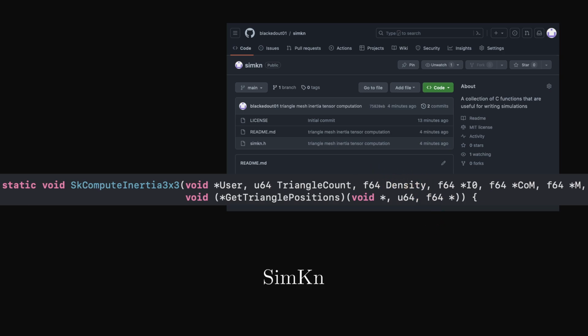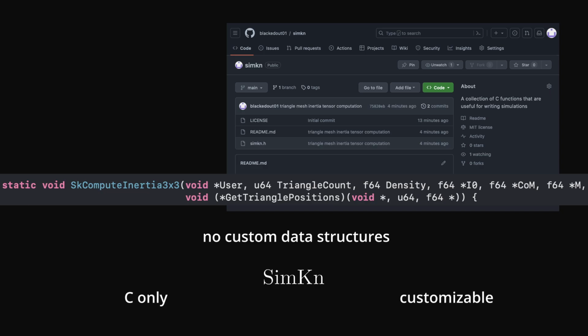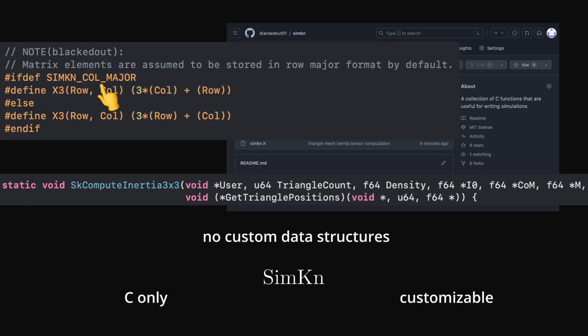I want the code to be as easy to integrate into a project as possible, so it will be written entirely in C, will only use float arrays instead of custom vector or matrix data structures that you are then forced to use, and it will have lots of customization options, such as this macro for example, that lets you switch between column and row major memory layout of matrices.